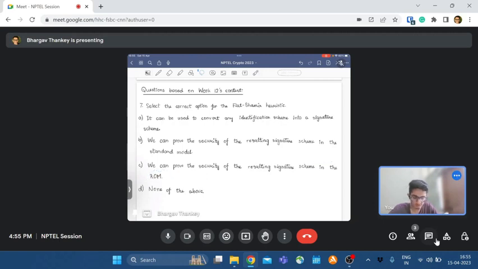Sorry, the typo. So option B is: we can prove the security of the resultant signature scheme in the standard model. Option C is: we can prove the security of the resulting signature scheme in the random oracle model, or ROM. And option D is none of the above. So which of these are correct?